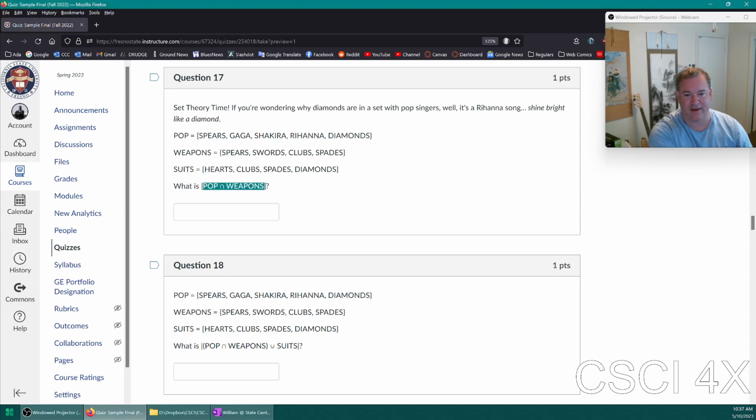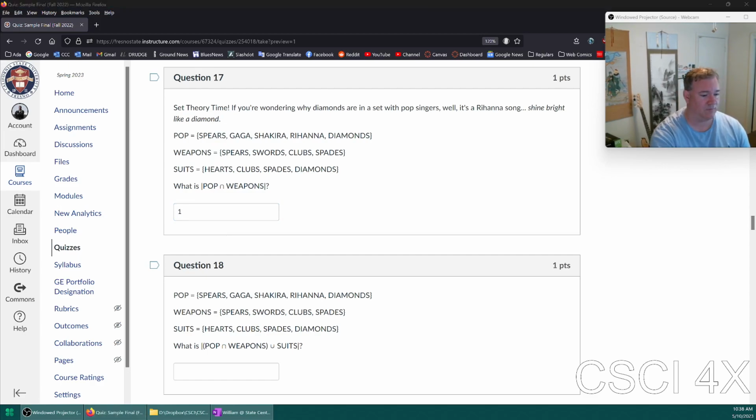So what is the size of the intersection between pop and weapons? What elements are both in the pop set and the weapon set, and how many of those are there? Because we got the vertical bars there. The vertical bars mean count how many elements are in that set. And you can see that the answer is, in fact, just spears are in both. So the answer is 1.